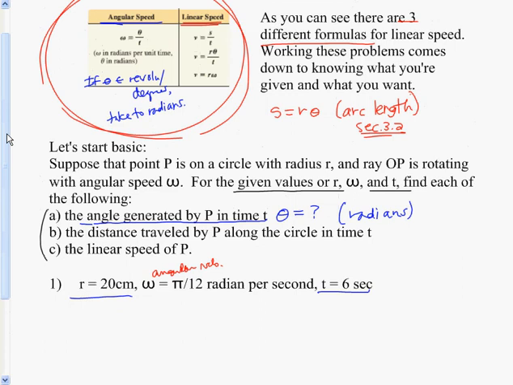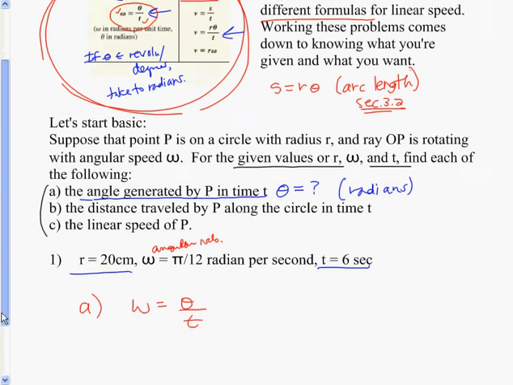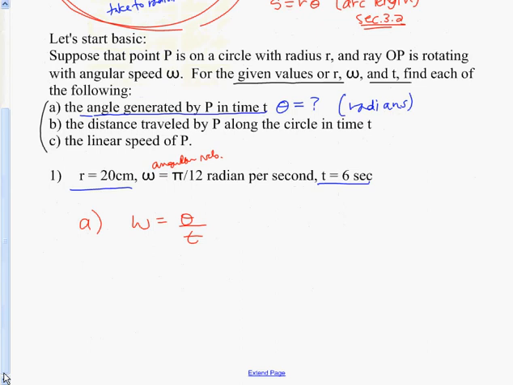Okay, so I'm looking at my formula. This one has theta in it and this one has theta in it. Well, I have omega, angular velocity, and I have time. It looks to me like I could use this angular speed without any problem for part A. Angular speed is theta over time. The angular speed that I've been given is pi over 12, and this is radians per second. Theta is what I'm looking for, and I want this over 6 seconds because that is my time.